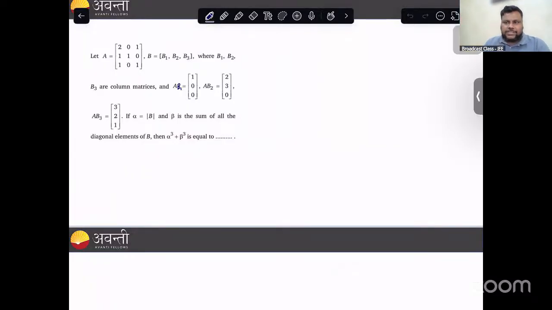So let's start. This was a question from 2 years back. It came in JEE Mains. Matrix A is given. Now B is basically having three columns named B1, B2 and B3. Now AB1 is given to you, AB2, AB3 is given to you. So what you have to identify is matrix B. Once you get B, you will get the determinant of B, and the sum of the diagonal elements of B. Now how to do it? Give it a try for 1 minute.